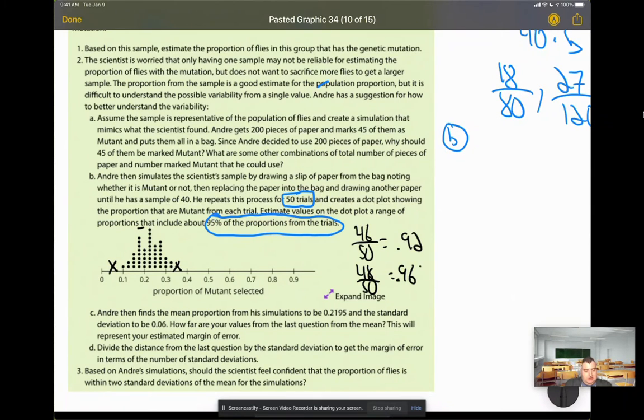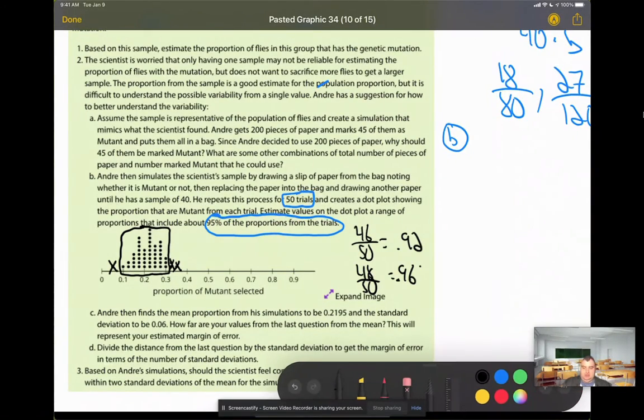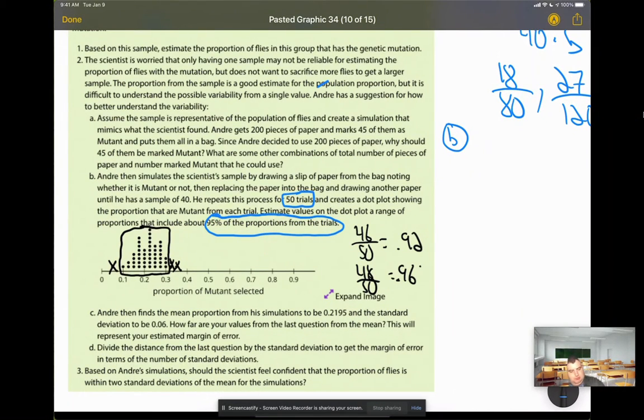So a good estimate of how much contains the middle 95% would be this part right here, which would be from 0.1 to 0.3. So 0.1 to 0.3. Okay, so 0.1 would be 10%, 0.3 would be 30%. Okay, so there's B.